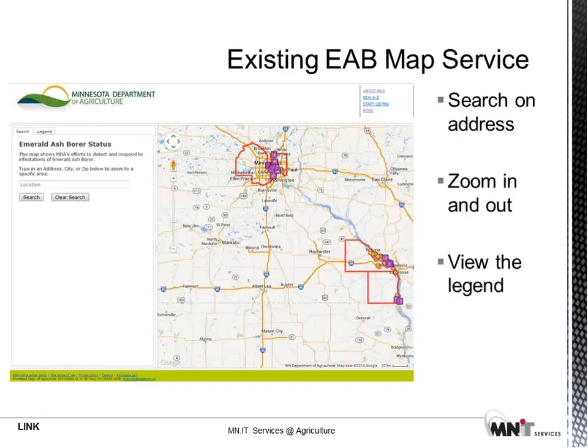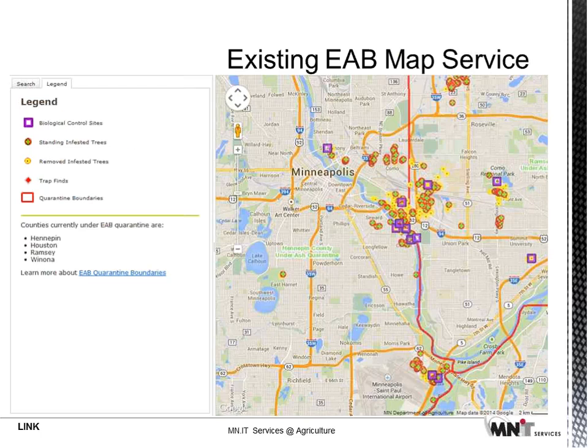At Agriculture, we have an existing map service for Emerald Ash Borer, and it's pretty good. It allows you to search on an address, zoom in and out. There's a legend. Here it's zoomed in a little more. You can see the trees that were infested, the ones that were removed, and quarantine boundaries.